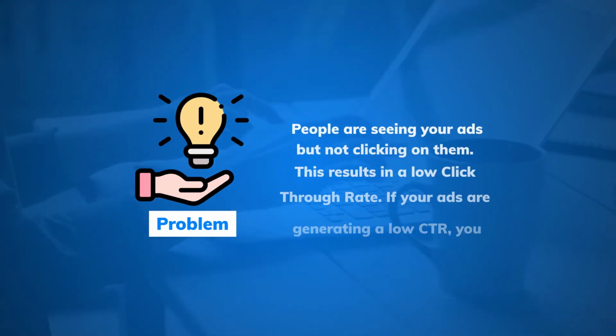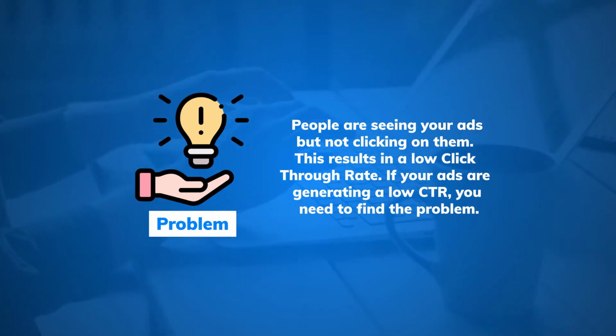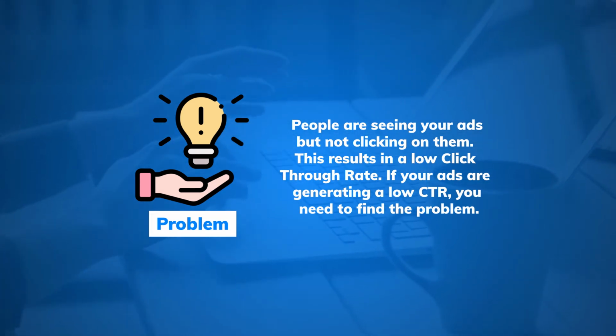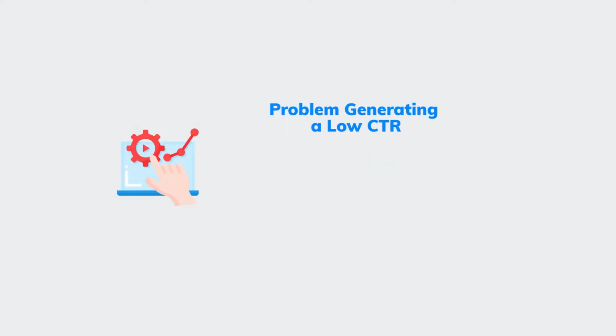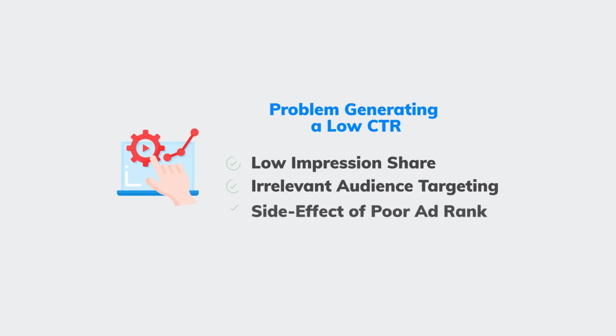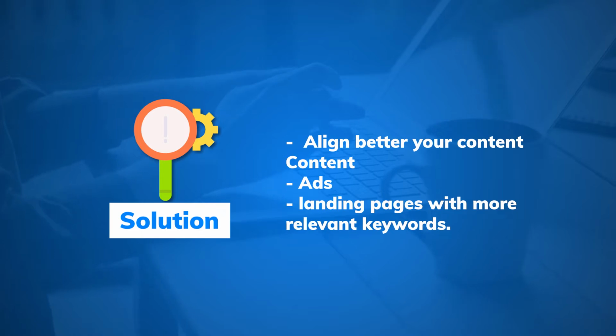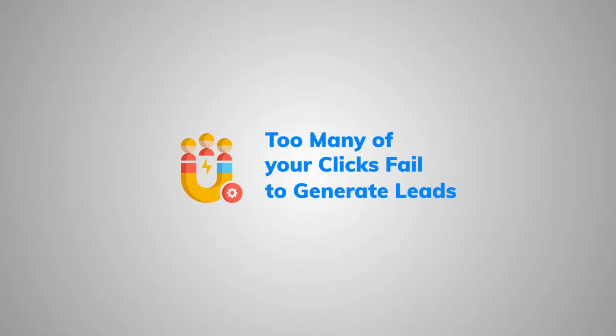That is why a high CTR is typically a good sign of relevant targeting and a well-optimized ad copy. Perhaps your problem is that people are seeing your ads but not clicking on them. This results in a low click-through rate. If your ads are generating a low CTR, you need to find the problem. This could happen due to low impression share, irrelevant audience targeting, or a side effect of poor ad rank. With those potential causes in mind, the solution is to better align your content, ads, and landing pages with more relevant keywords.